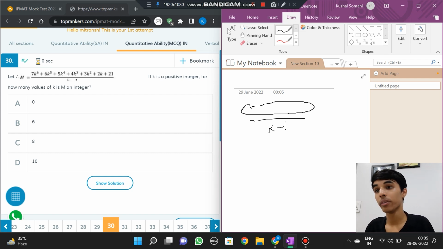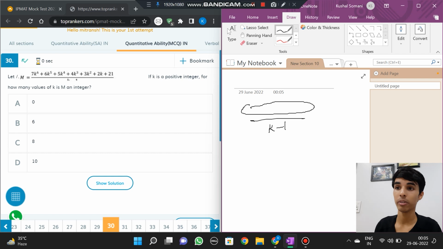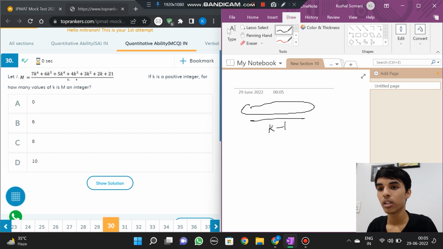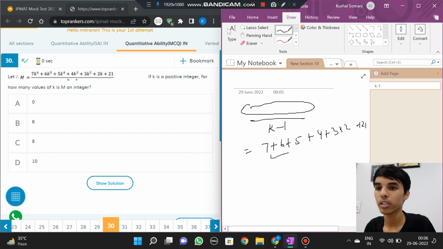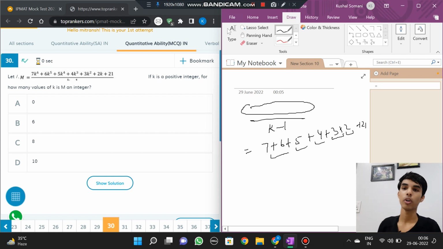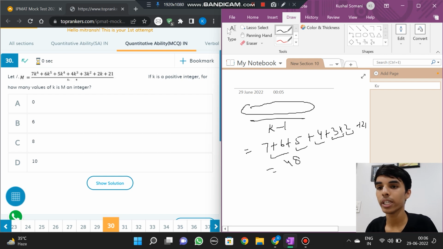So for that to be divisible, the remainder when we divide that expression by k minus 1 should be 0. And I think if we use the remainder theorem in this case, since we have k minus 1, we can put the value k equals 1 in all the terms. So we'll get 7 plus 6 plus 5 plus 4 plus 3 plus 2 plus 21, which will provide us 13, 18, 22, 25, 27, 48. So the sum is 48.